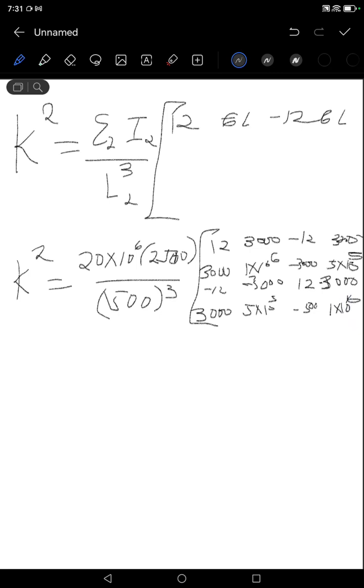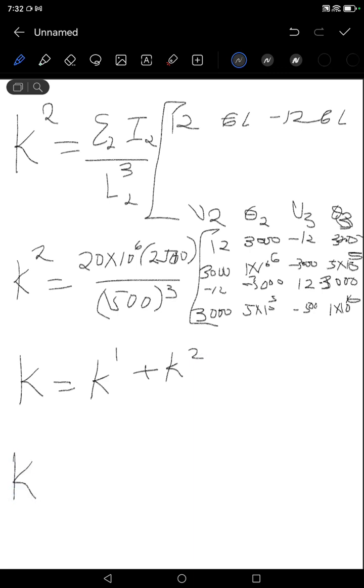Okay, here since it's element 2, we're going to have V2, theta 2 and then V3, theta 3. Okay, it's for element 2. Element 2 is from node 2 to node 3. That's why we have V2, theta 2, V3, theta 3. And then for the global stiffness, we're gonna add the two elements. We're gonna add element 1 plus element 2.